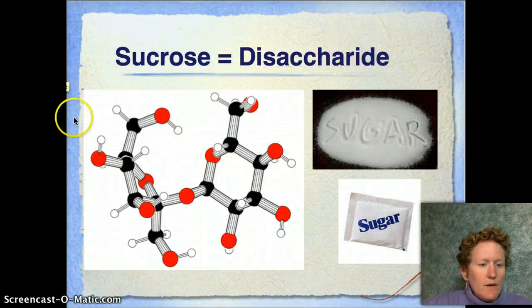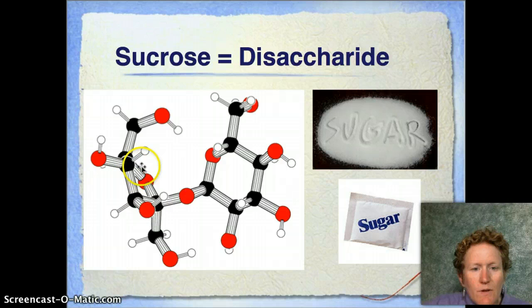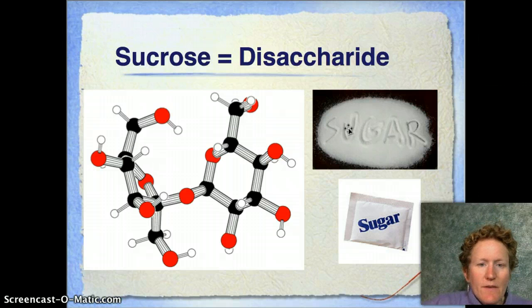Here's a familiar disaccharide that you probably eat every day. Here's sucrose. Sucrose is just the white table sugar that is probably in your cupboard and is probably in your breakfast cereal and a lot of other things that you eat. So sucrose is a disaccharide. It has two rings here.